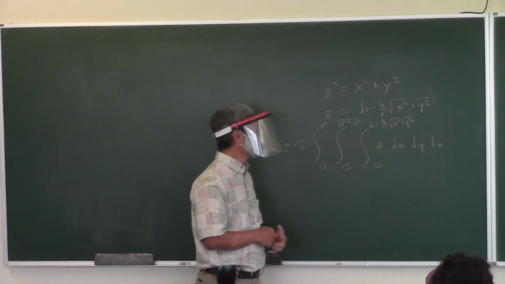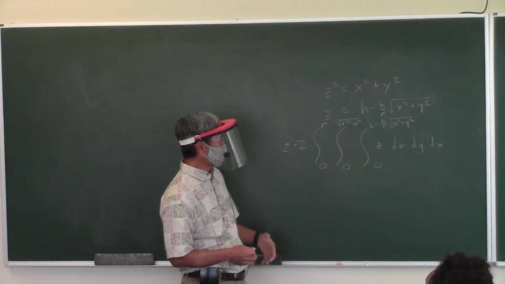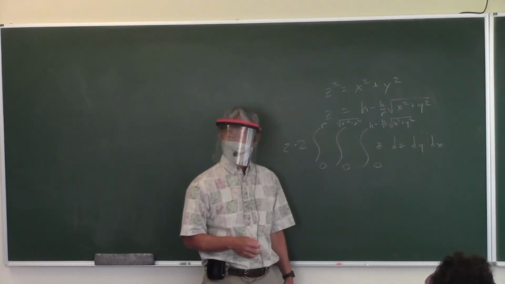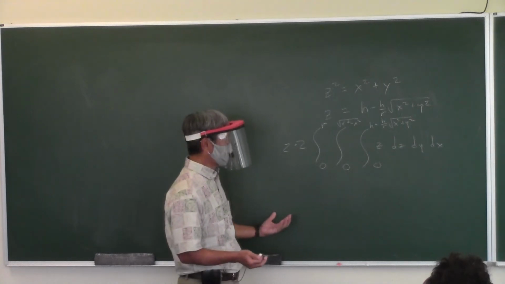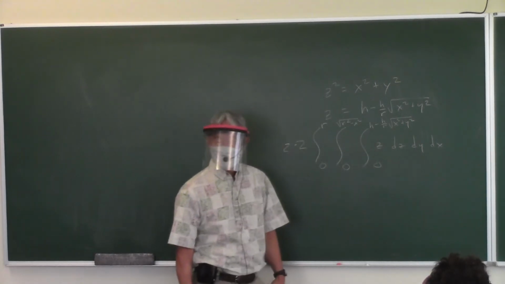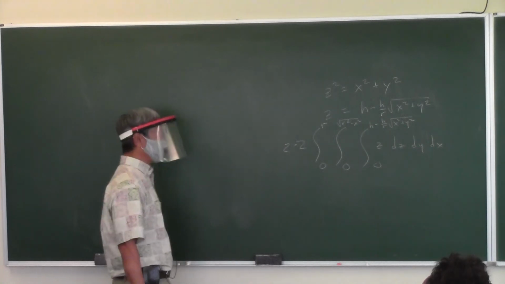Should I compute this using rectangular coordinates? Might get kind of messy. Or should I change it to polar? Polar, which is basically cylindrical, yeah? You know what? Anytime you see an x squared plus y squared in there, you probably want to do polar.